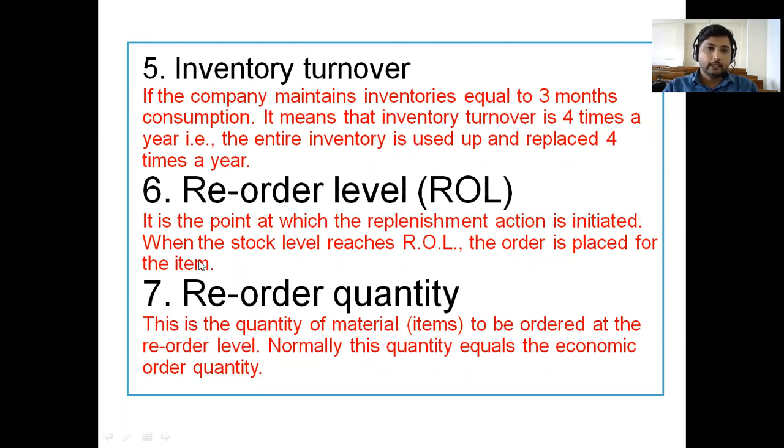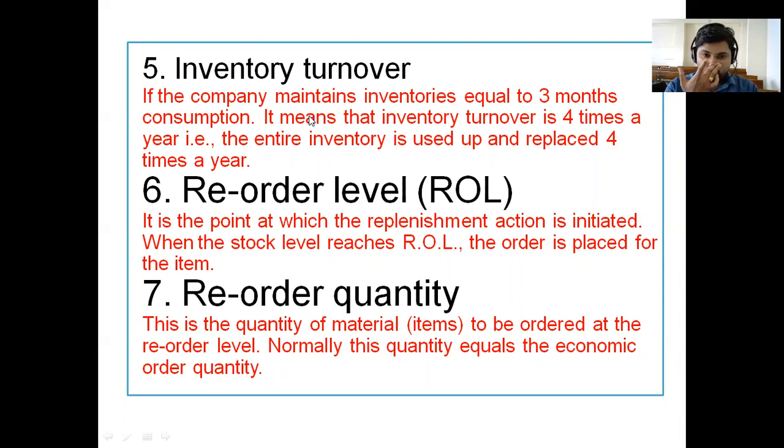Okay. So here, what we are discussing is inventory turnover. How many times you have to fill up the complete inventory in a complete year will be considered as the inventory turnover. If you are maintaining the inventory of 3 months, then you have to completely fill up the inventory 4 times in a 1 year time period. That will be considered as the inventory turnover.